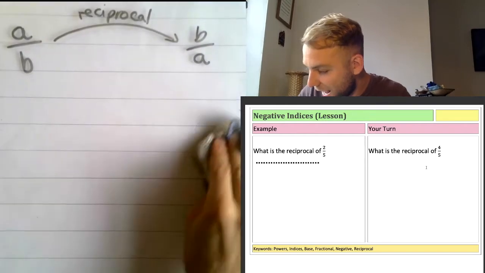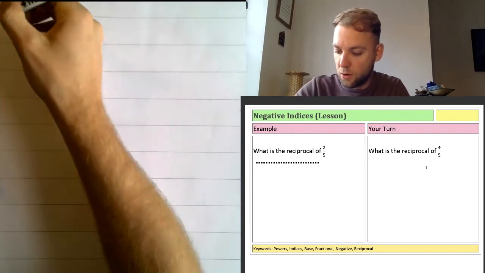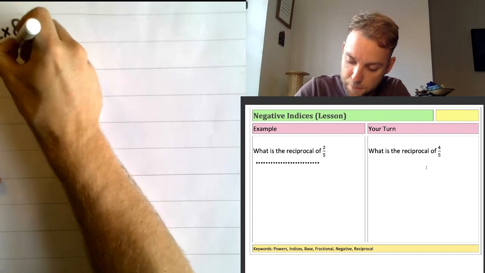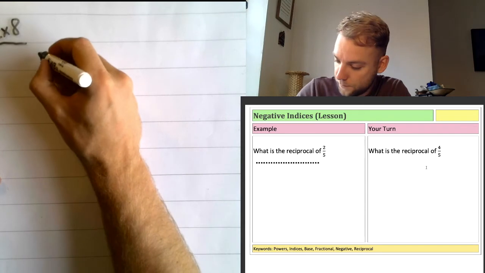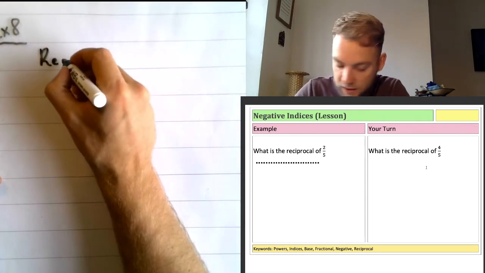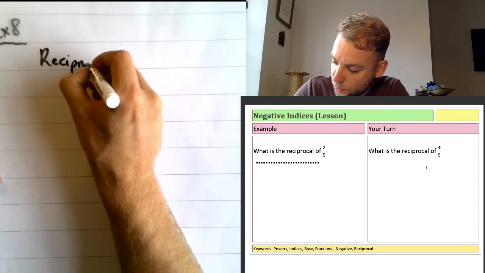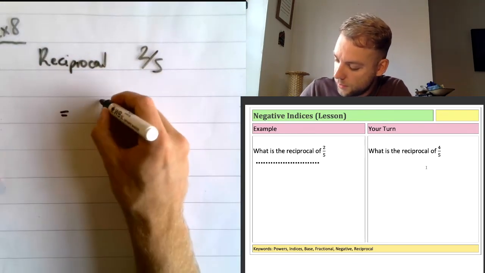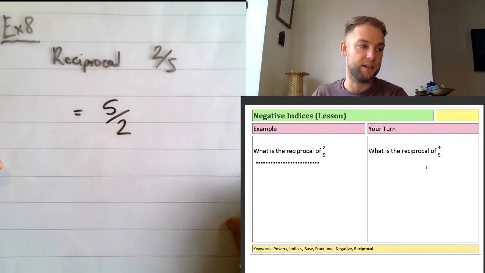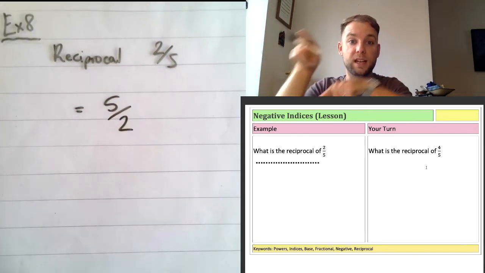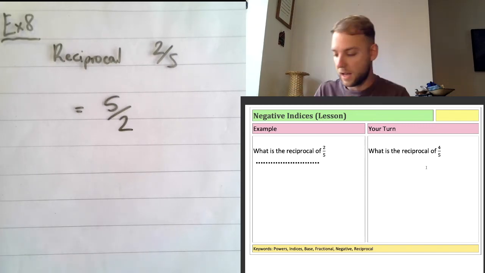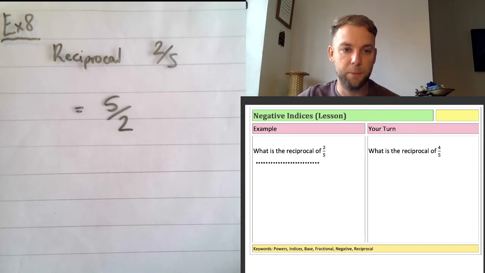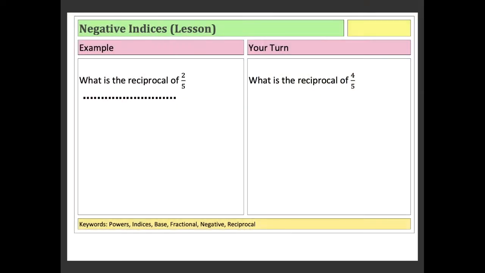So all you need to write for this example, sorry, example 8, I think this is. How do I always forget? So, the reciprocal, let's get this one down in notes. The reciprocal of 2 over 5 is equal to 5 over 2. That's the only way you need to write it, okay? The reciprocal of 2 over 5 is 5 over 2. That's all you need to know, okay? So, have a go at example 9 first. That should take literally seconds.